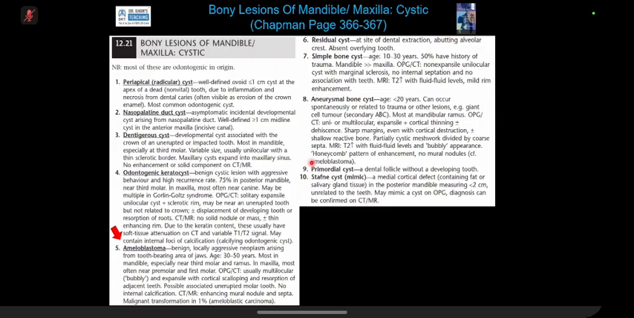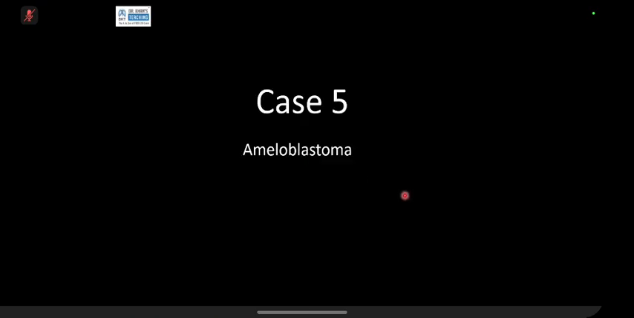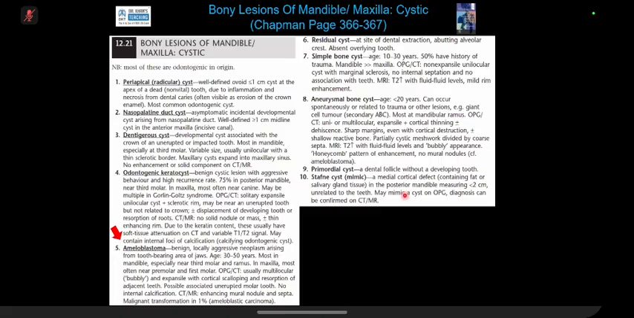So now my feedback will be, candidate three, that you have to know your differential diagnosis. In this case, it was obvious that your eyes are not developed to look for the differential diagnosis of what we call lytic lesions in the maxilla or mandible. So this is an overview of bony lesions of the mandible and maxilla.